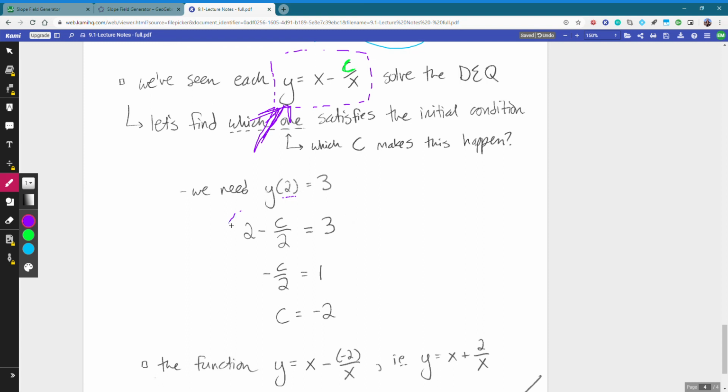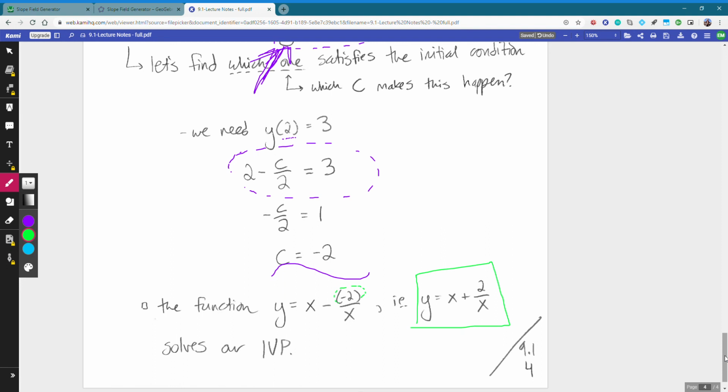Now we have an equation that just involves our constant c that we want to find and some numbers, and so we can just solve this for c. Subtract the 2 over, multiply by -2. Looks like the c that's going to work is -2. And so popping that in there for our c up in the numerator, we find the particular function from that family of functions that satisfies the initial condition and thus solves our initial value problem.